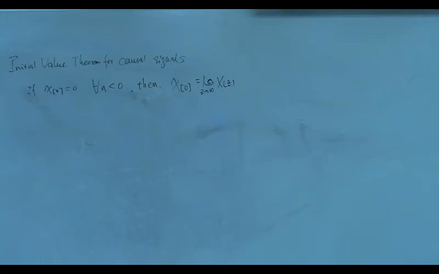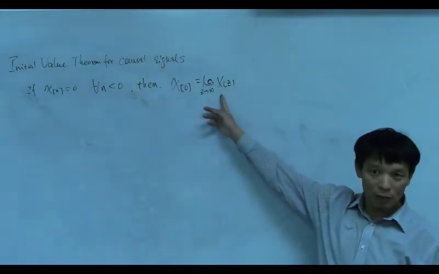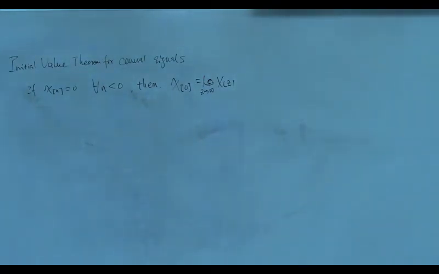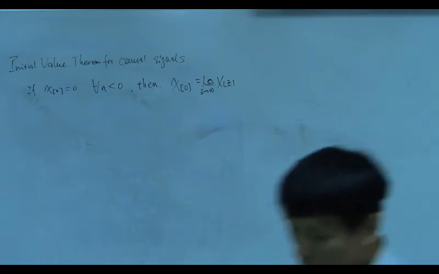So what is that initial value? Once we are given the z transform, you take the limit when z goes to infinity. Once you find this limit, then that is the initial value. Is it clear what we are talking about here? How do I know this is correct?